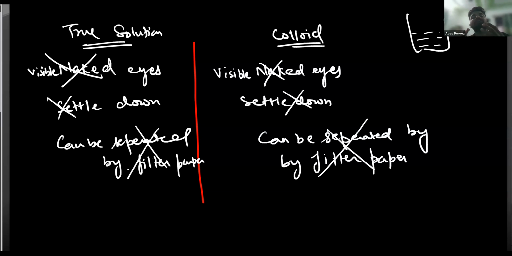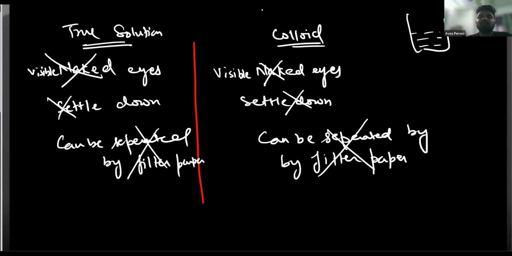So which is the property that makes the true solution and colloid almost the same? They have the same property. Why have we kept colloids in heterogeneous mixtures and separated the true solutions from them? Why are we saying that they do not have uniform composition? Still the particles don't settle down, are not visible by naked eyes, and are so small that they can't be separated by filter paper. So what is that thing that separates colloids and true solutions?